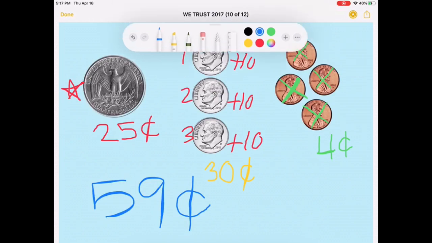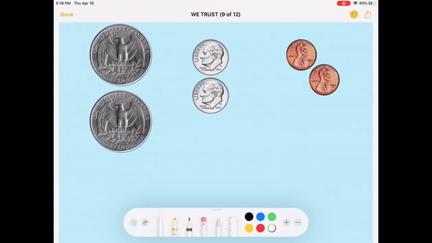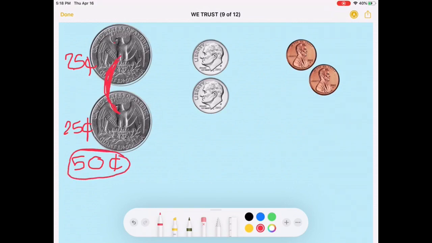Let's practice again. Okay, here's another page for us to practice. I'm going to start over here with the quarters. I know that a quarter is 25 cents. So I have 25 and 25 cents over here. Okay, now if you know your doubles, we know that 25 plus 25 is 50 whole cents. So my quarters together, this one plus this one, equals 50 cents.